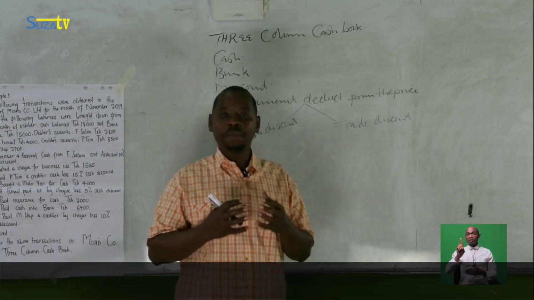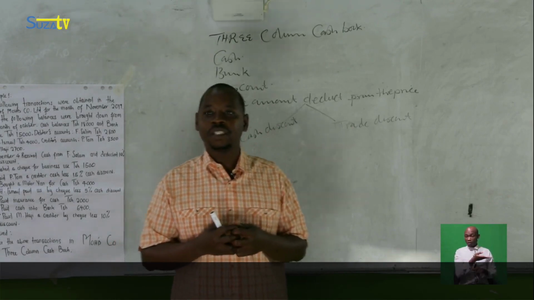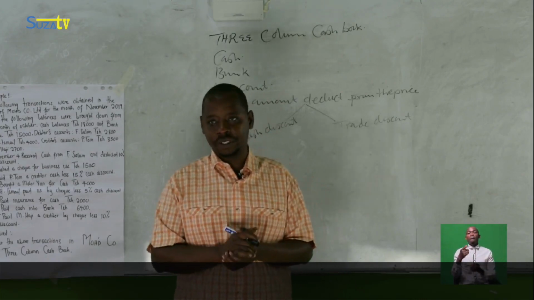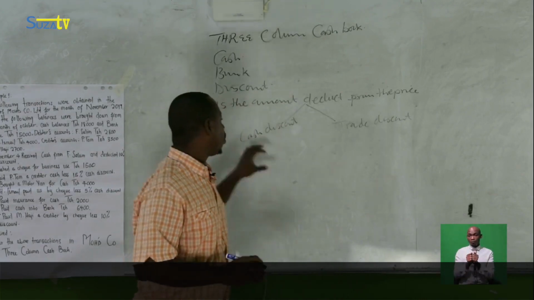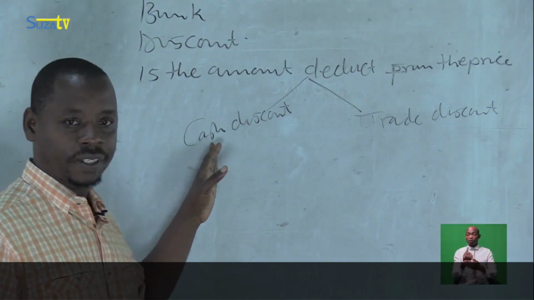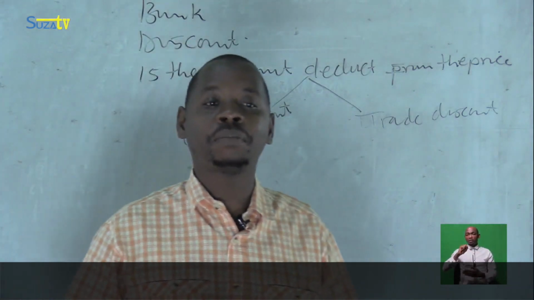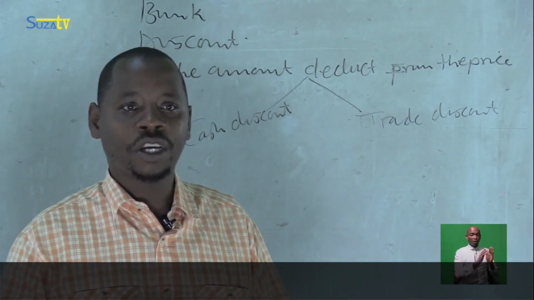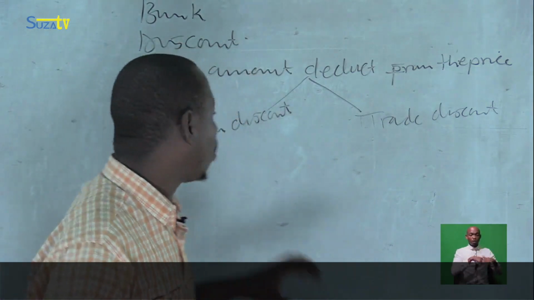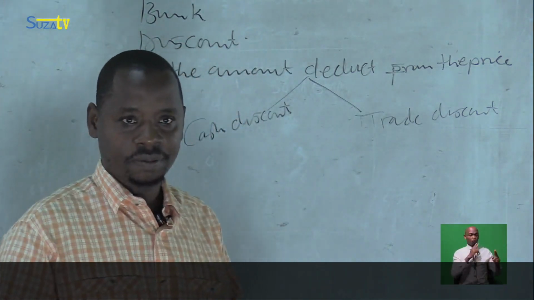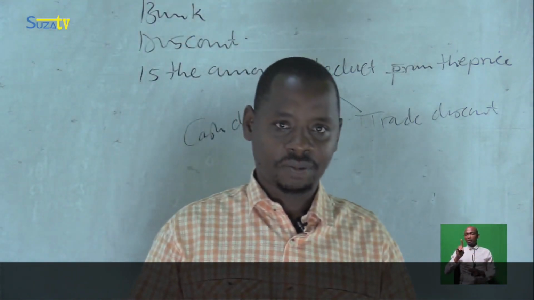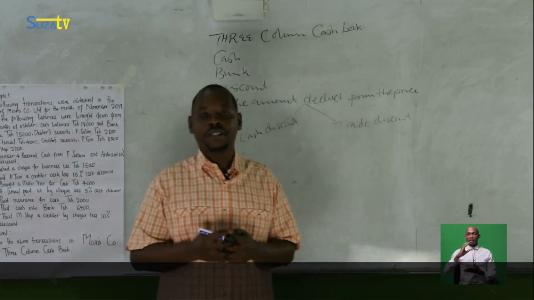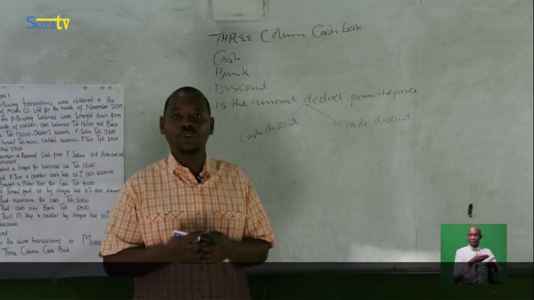The aim of providing the trade discount is just to encourage customers to purchase a large quantity of goods. And the aim of providing the cash discount is to encourage prompt payment. In a cash book, or in a 3-column cash book, we discuss only cash discount. What is a cash discount? A cash discount is a deduction provided by the seller when selling goods for cash.